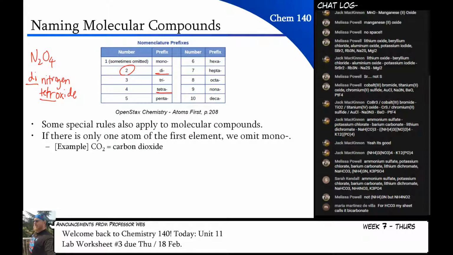Now, there are some exceptions here. If there's only one of the first element, you don't put mono. So, for example, CO2 is carbon dioxide. We don't say mono carbon dioxide. Why? I don't know. It's just something chemists decided. We're going to not say mono for the first element. It'll be implied. Actually, now that I think about it, probably because many compounds have one of the first element.